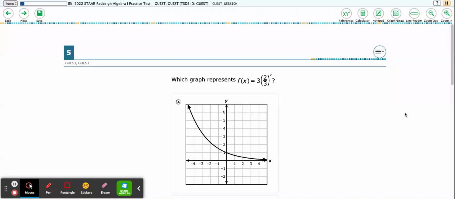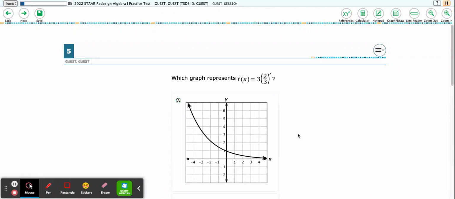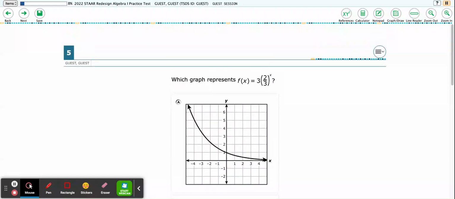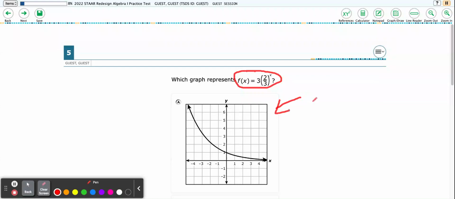All right, so we come to number 5. And number 5 has an equation and a graph. Matter of fact, every answer choice is a graph. So we call this one graph and match. So when you see an equation and graphs, you're going to think graph and match.